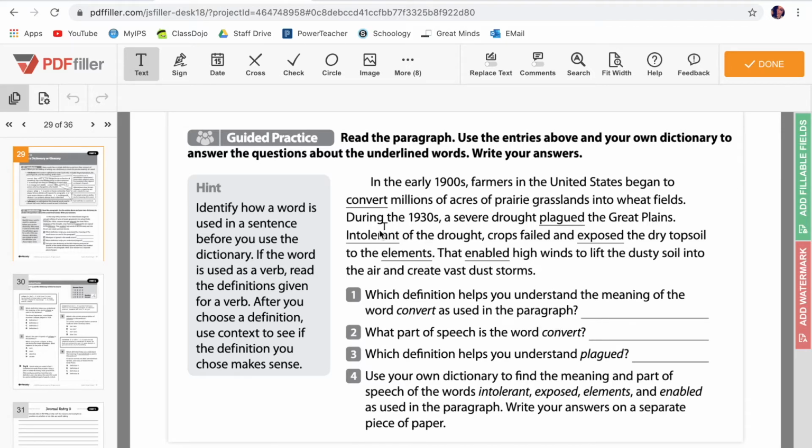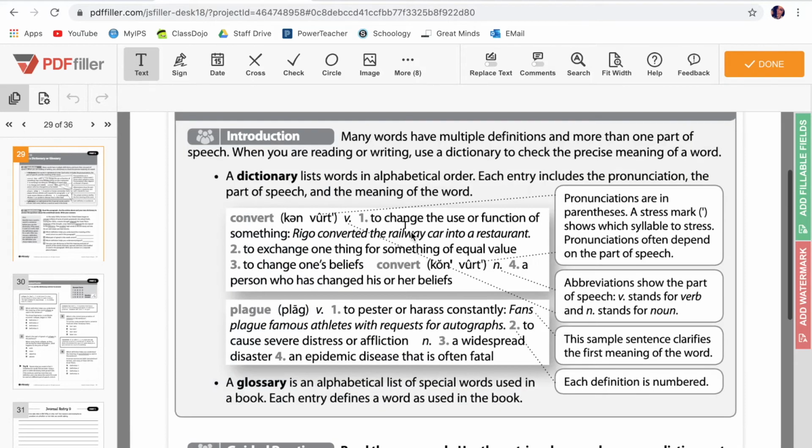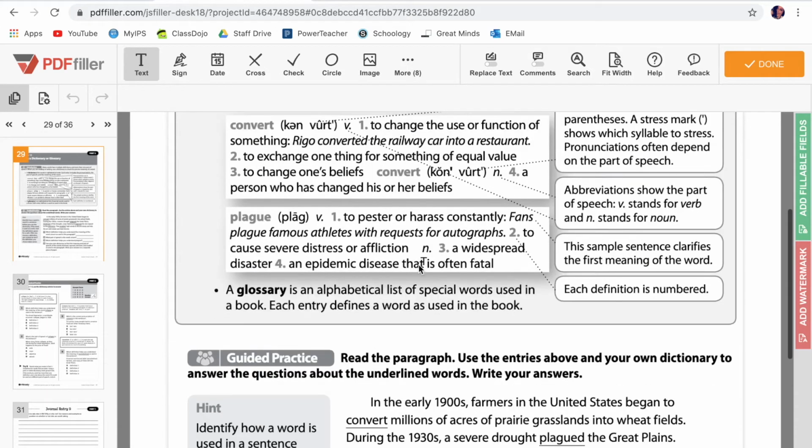Well, first, is convert being used as a noun or a verb here? "Began to" is a linking verb, so we know that this is going to be a verb here because people are doing something. The farmers are converting something. So if we go up here, we know we need to look for words that follow verb. So we know that the fourth definition is not going to be our definition because that's a noun. We're looking for a definition that has to do with it being a verb. So it says, 1, to change the use or function of something, to exchange one thing for something of equal value, or to change one's beliefs.